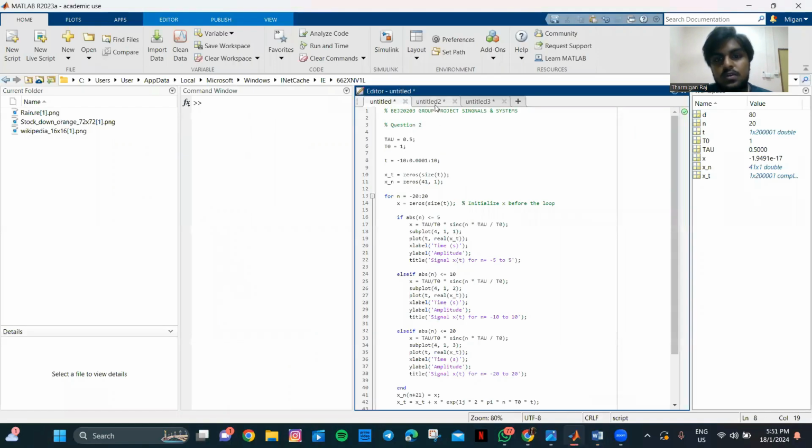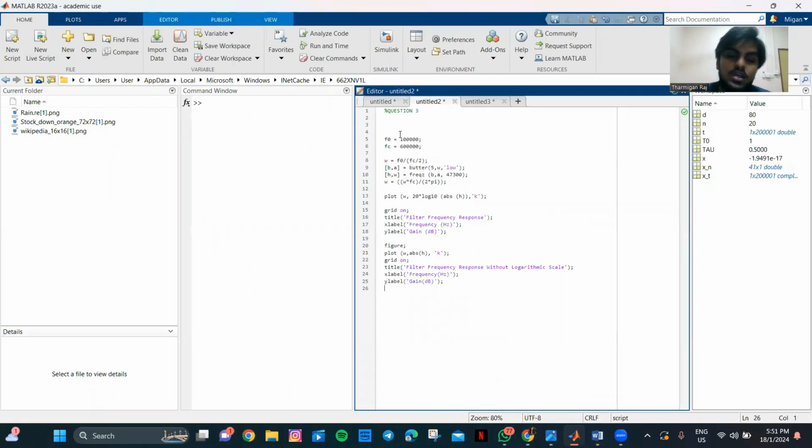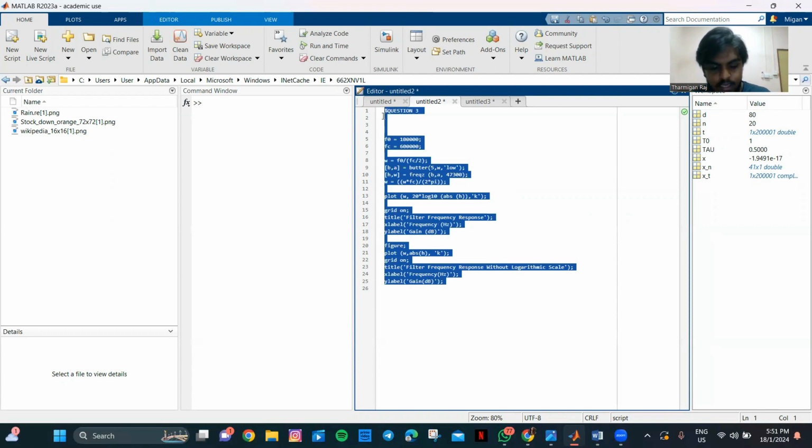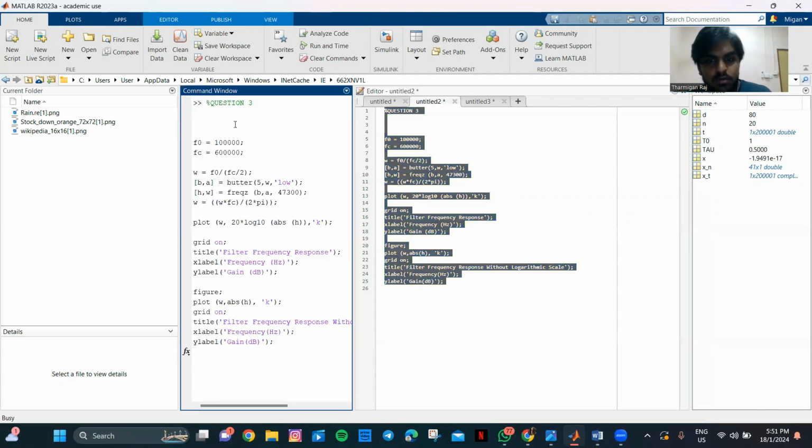Here is the code for question 3. As you know, F0 would be 100 kilohertz and FC would be 600 kilohertz. And W would be F0 over FC over 2. So this is how it works. W equals W multiplied by FC over 2 pi. Then we're going to plot this in a graph with W, 20 log10, and K. The grid on is just to show the precise values of the signal. So let me copy and paste and show you the output for question 3.